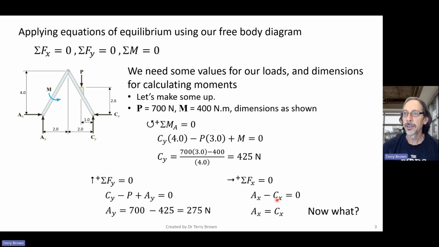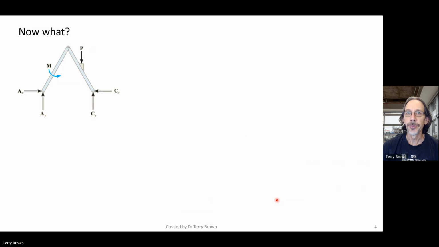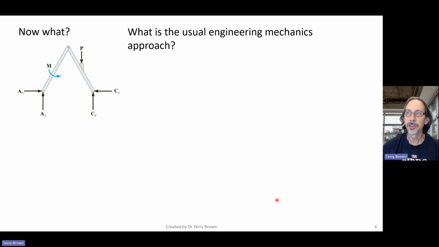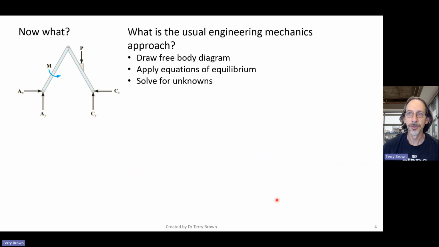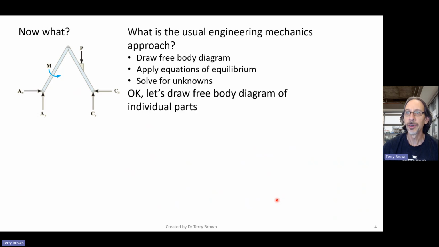So the next thing is, now what? What's the usual engineering mechanics approach? Draw a free body diagram, apply equations of equilibrium, solve for unknowns. Okay, so let's draw another free body diagram. And this time we're going to draw free body diagrams of the individual parts, and imagine that we've separated them.